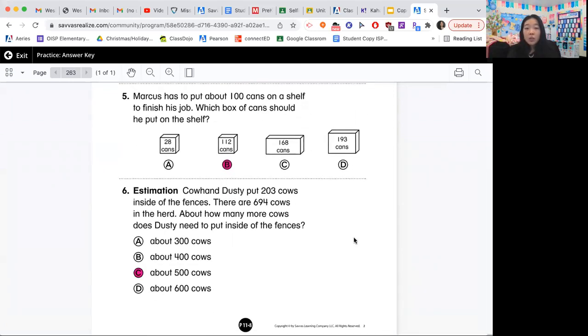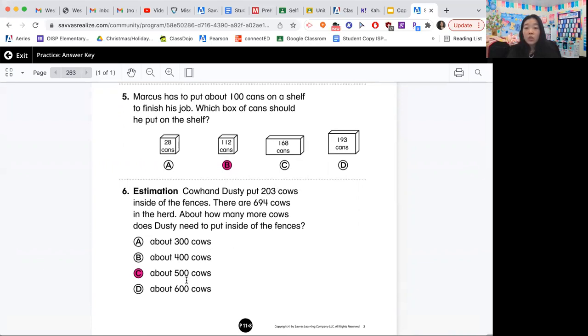Cowhand Dusty put 203 cows inside of the fence. There are 694 cows in the herd. About how many more cows does Dusty need to put inside the fence? You would subtract. 694 is closer to 700. 203 is closer to 200.